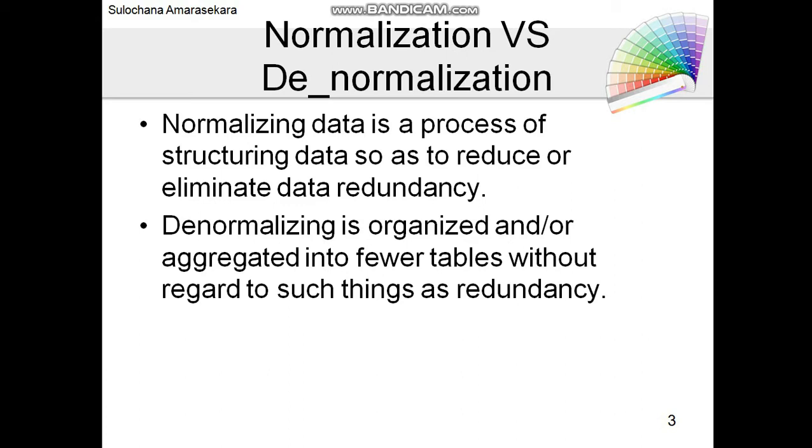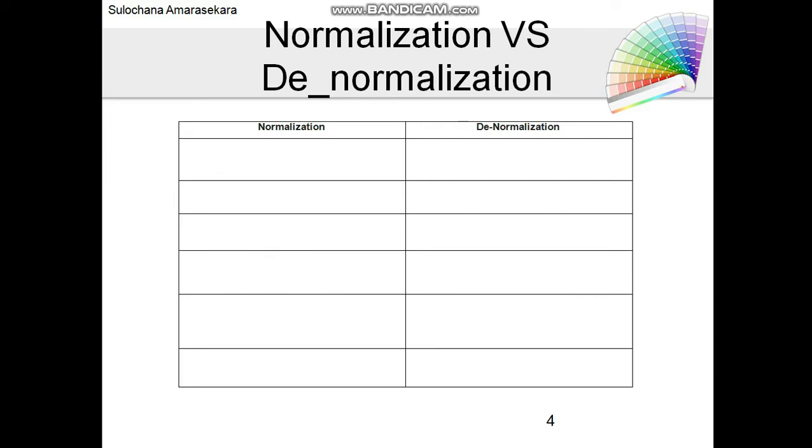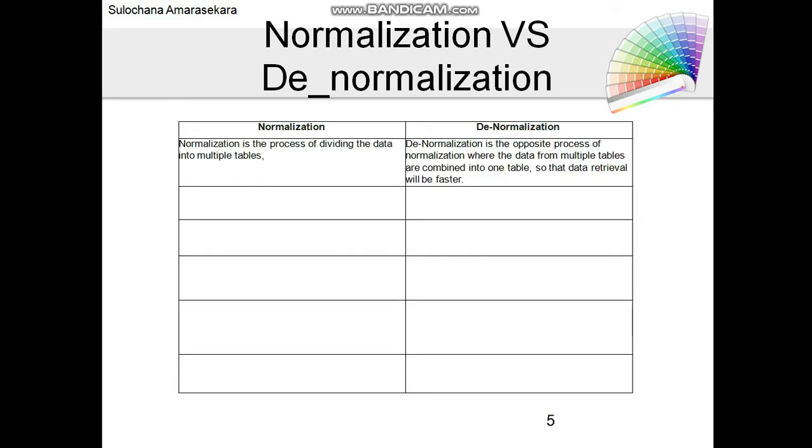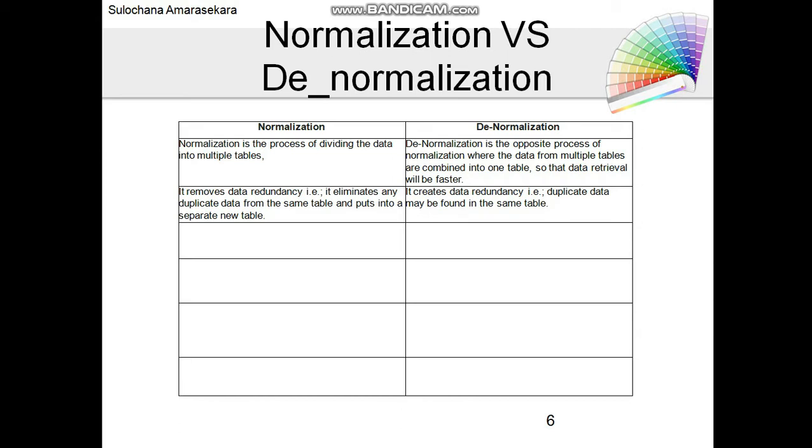In contrast, denormalization combines data without considering redundancy or duplicates. Now it is time to consider the difference between normalization and denormalization. First, normalization is the process of dividing data into tables. Meanwhile, denormalization combines data into one single table. Second, normalization removes redundancy or duplicates. Opposite to that, denormalization adds duplicates or redundancy.